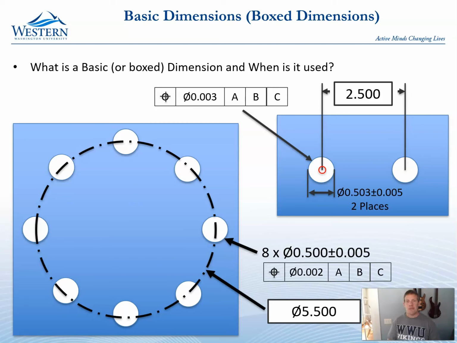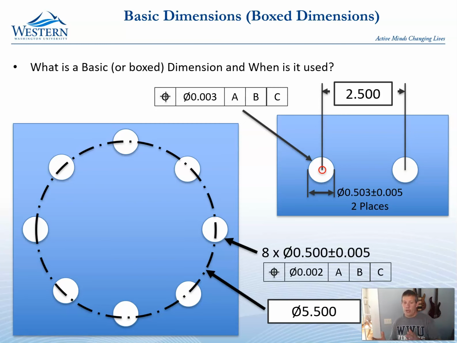We'll talk about that more in the next video, or in class. Does that have a basic dimension? No, it doesn't have a basic dimension. We still dimension to the position of that hole, and we give the hole a diameter tolerance still. All of those things have to have tolerances on them, the position of the hole and the diameter of the hole.